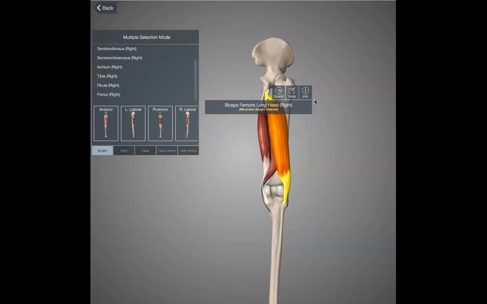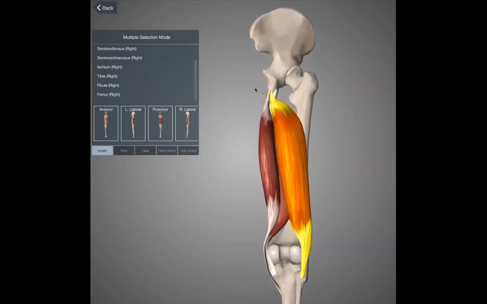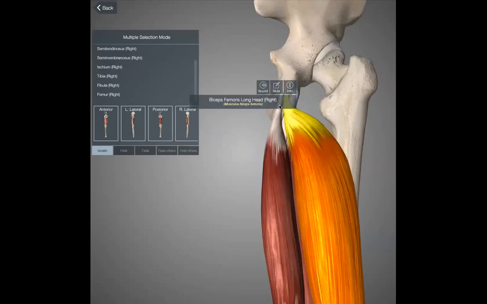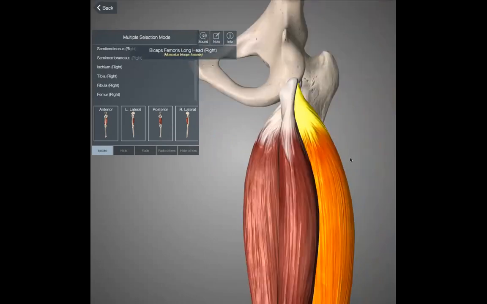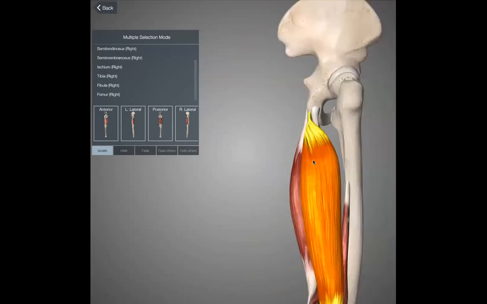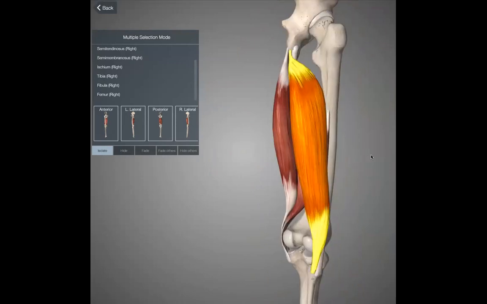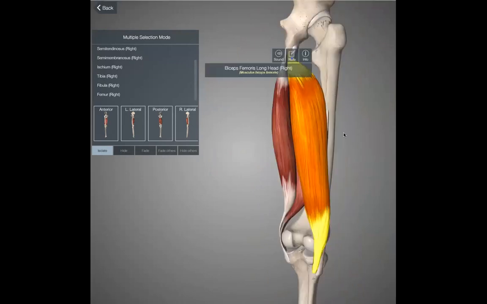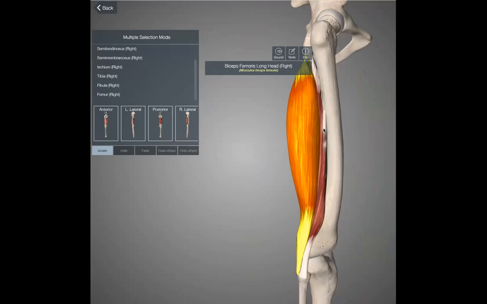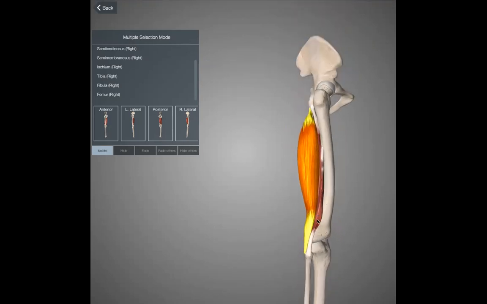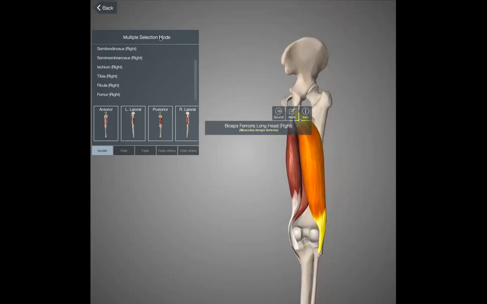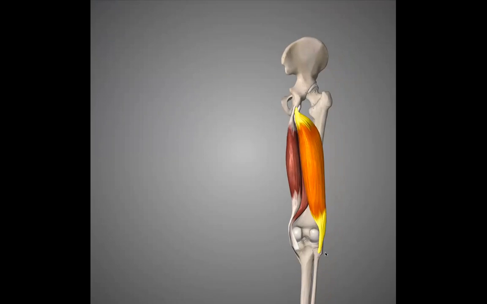Attachment: the long head originates from the ischial tuberosity. You can see that it's the ischial tuberosity. And the short head originates from the linea aspera of the posterior surface of the femur. The linea aspera is here, so it will originate from the femur on the posterior aspect. Together they form a tendon and insert on the head of the fibula. Remember, they insert on the fibula.